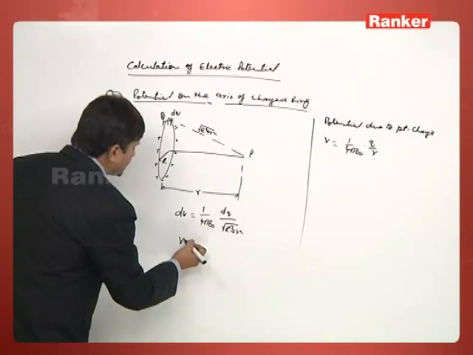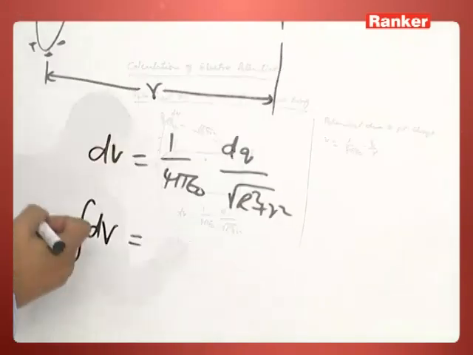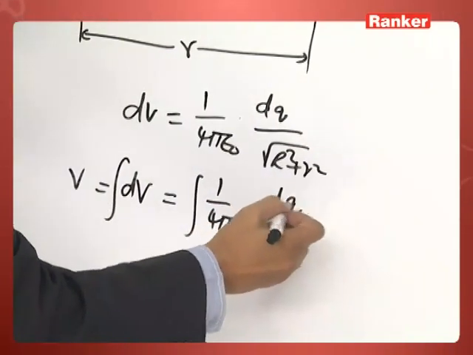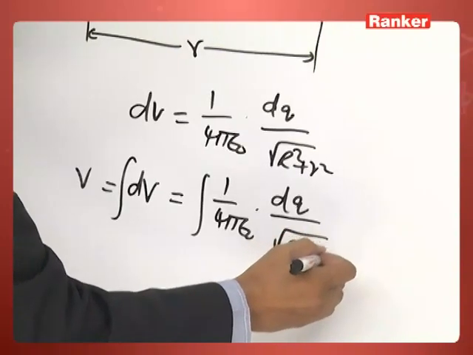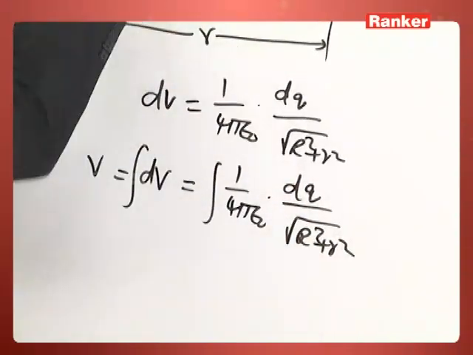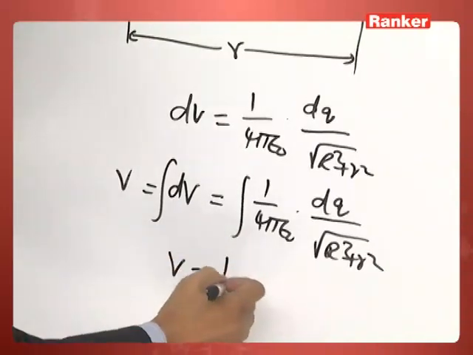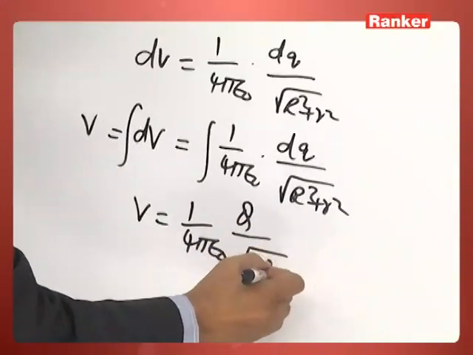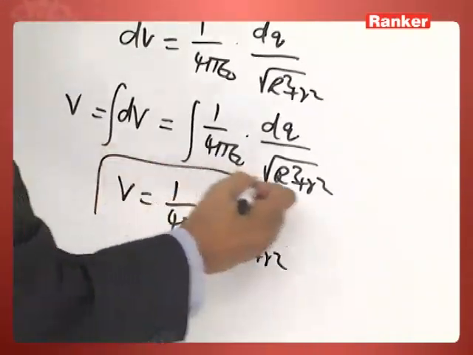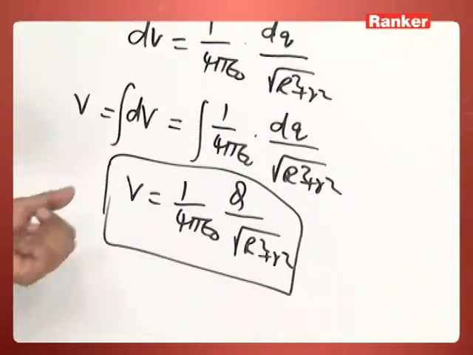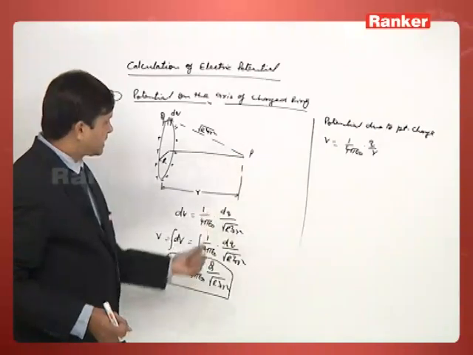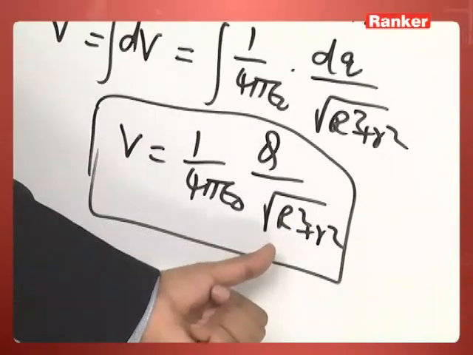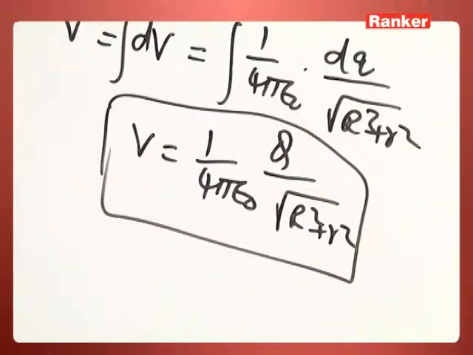Now for the total potential, integrate. Total potential is 1 by 4 pi epsilon naught dq by root over R square plus r square. The integration of dq becomes the total charge q, so q by root over R square plus r square. This is the potential on the axis of the ring, which is given as 1 by 4 pi epsilon naught q by root over R square plus small r square.